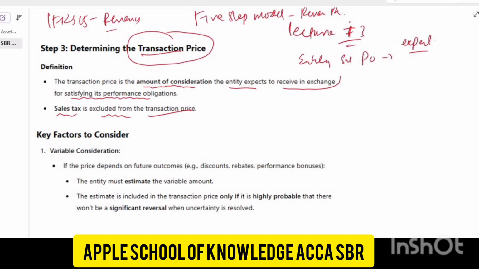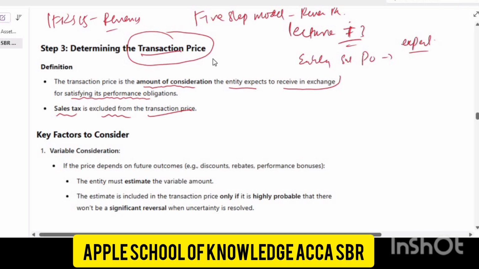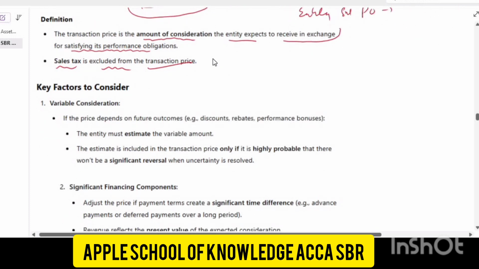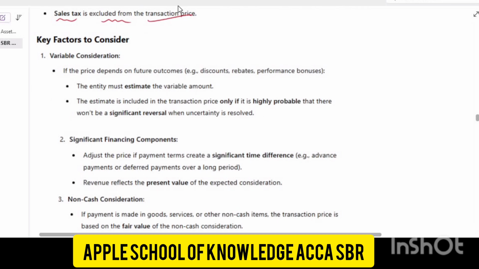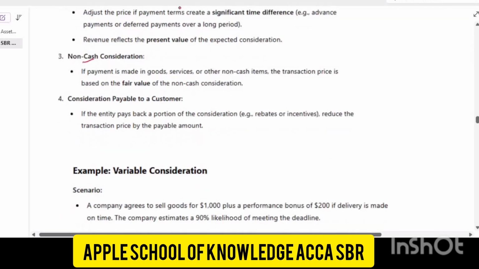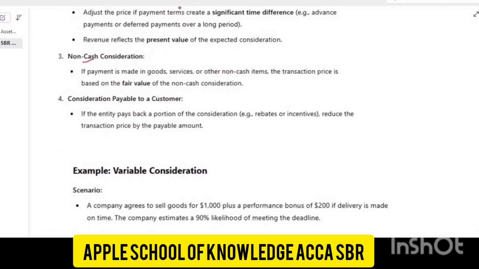Fine. Now when you are considering transaction price, there are key factors that you need to consider. The first one is variable consideration. Then you also have to consider the significant financing component, then non-cash consideration, and then consideration payable to the customer.